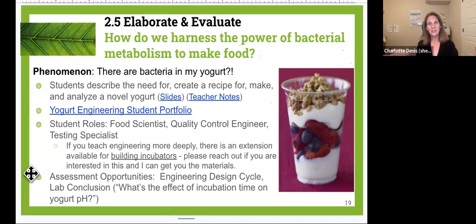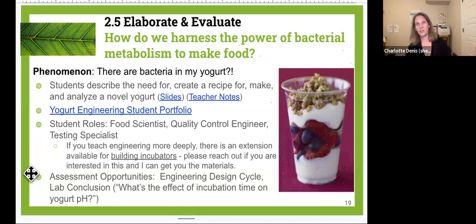So the students take on different roles in this project. You can see them there: food scientist, quality control engineer, testing specialist. And they get to decide in the scenario, it's their school cafeteria that's looking for a new yogurt vendor, and they're looking to improve the composition of their yogurt and keep it under a certain budget.